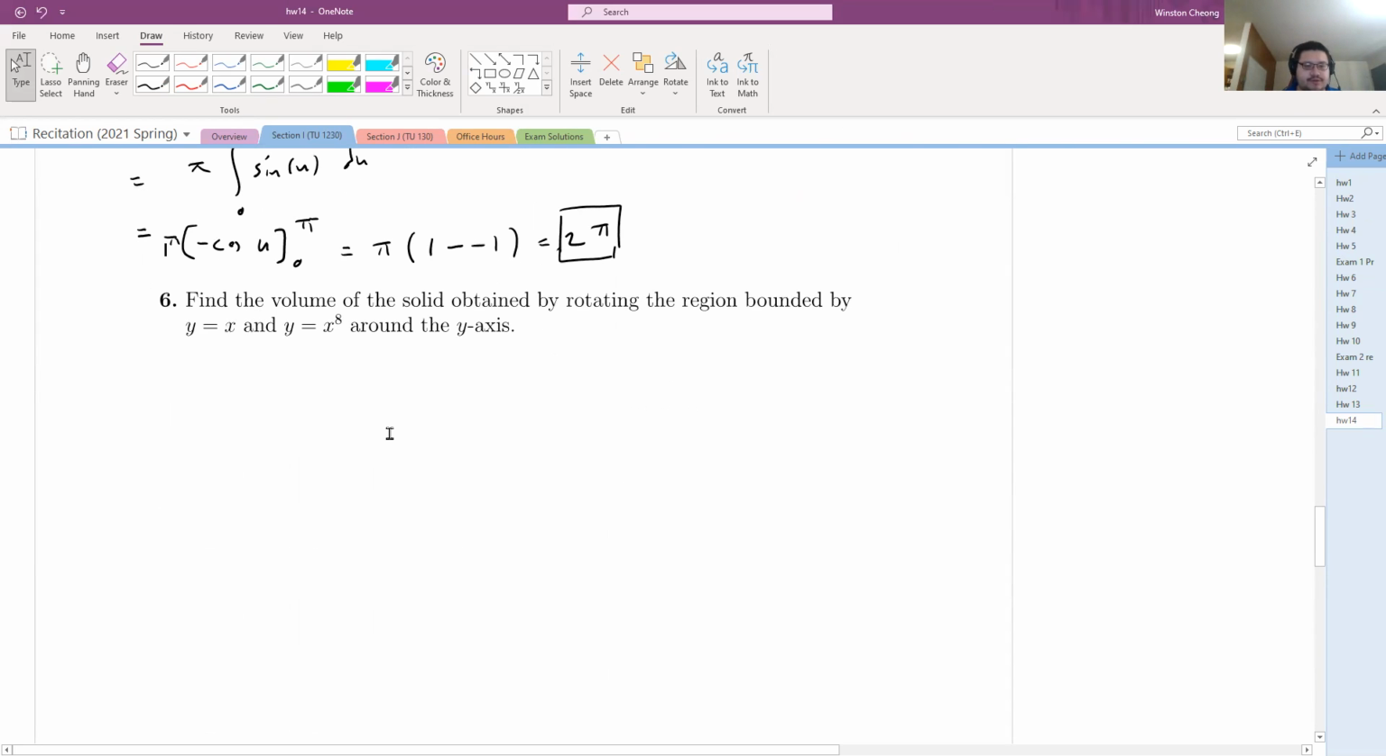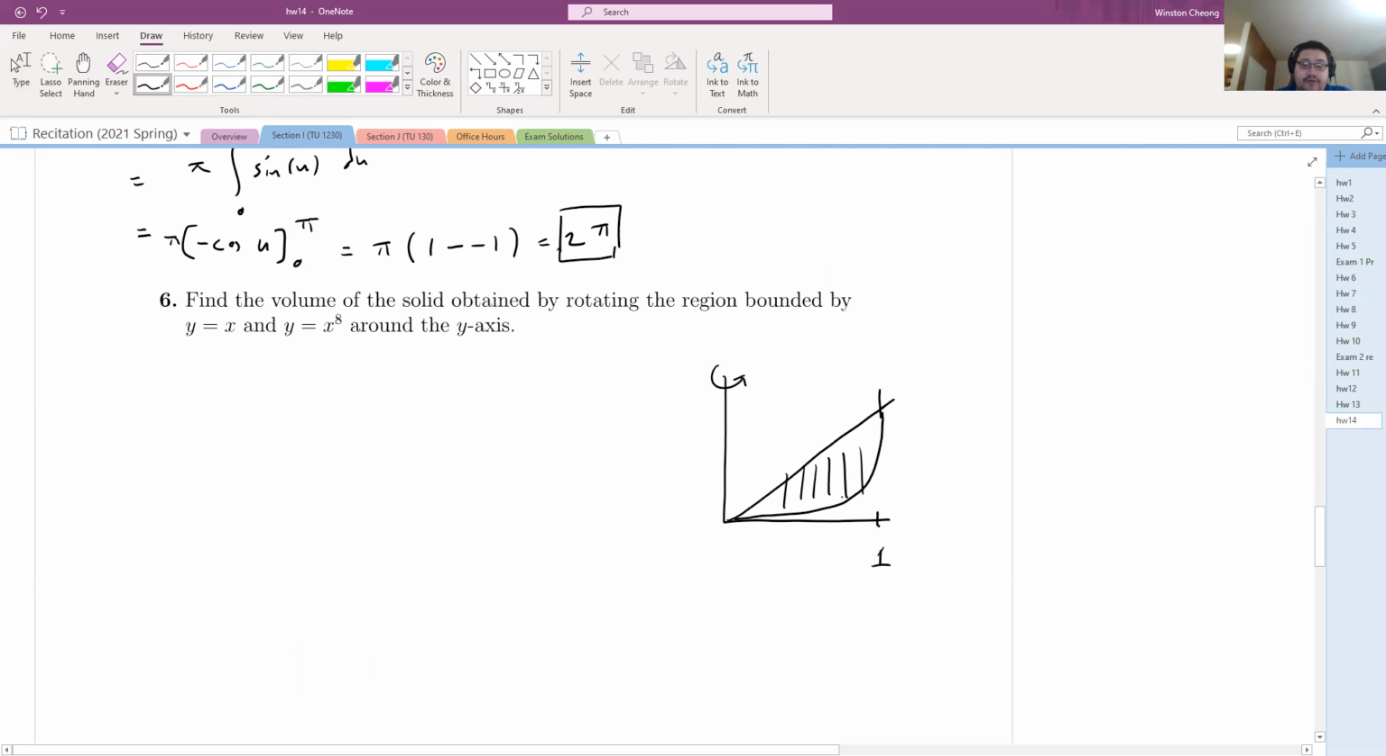Right. The next, let's see, we've got y is equal to x, y is equal to x to the 8th, and we want to revolve around the y-axis. So the y-axis is going like this, and y equals x is a straight line, and y equals x to the 8th is going to be something like this. And we know that the two things are going to intersect at 1. I think that's pretty clear. And so this is our region that we want to revolve.